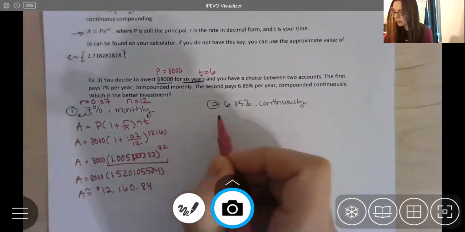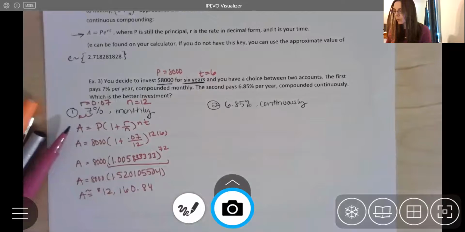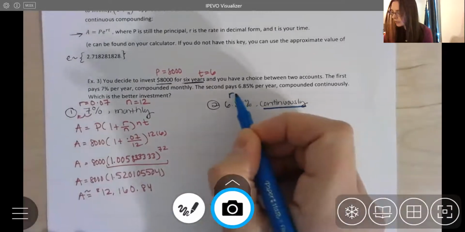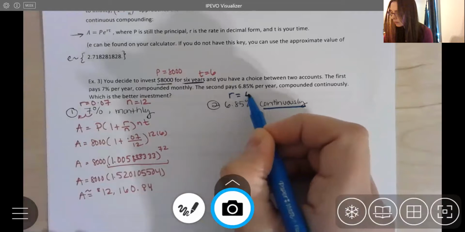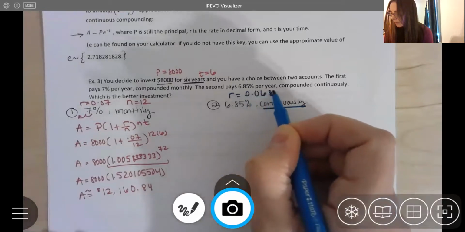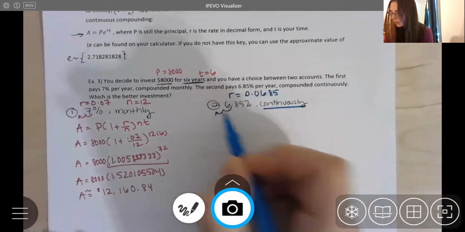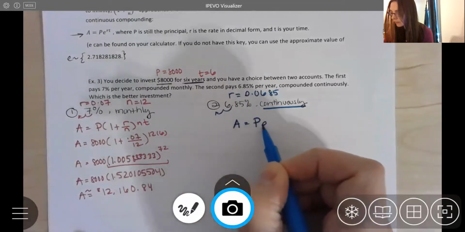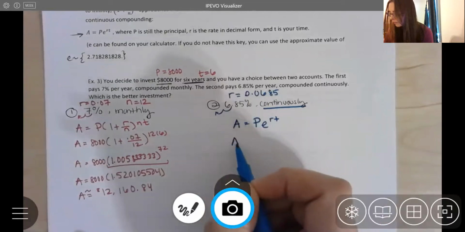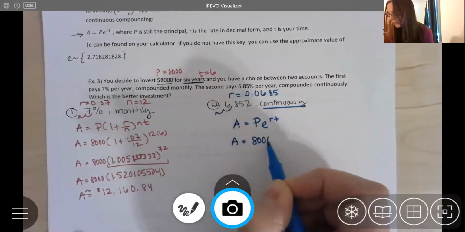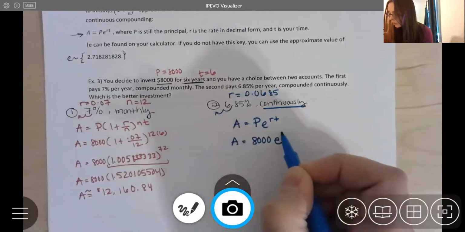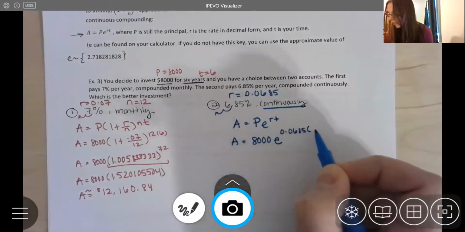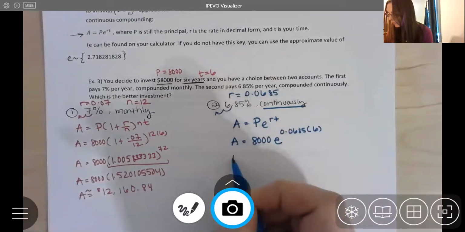All right, now for the other option, let's use a different color. We're going to compound continuously. So my rate here is going to be 0.0685. Again, moving that 2 spots to the left. But because I'm compounding continuously, I'm going to use this new formula. So I have 8,000 times e to the 0.0685 times t is 6.